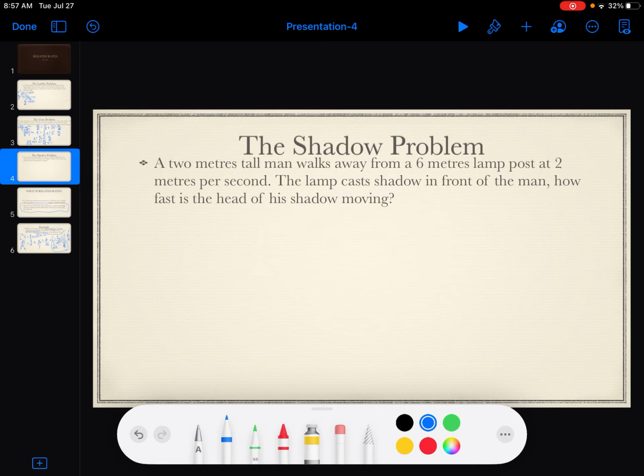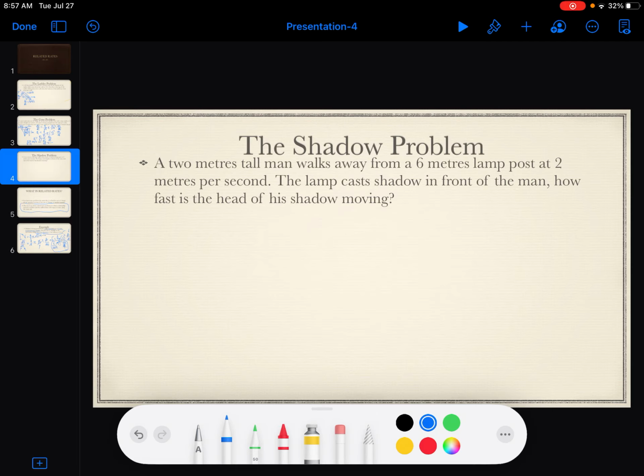So a 2-meter man walks away from a 6-meter lamppost at 2 meters per second. The lamp casts a shadow in front of the man. How fast is the head of the shadow moving? Now, like I said, this isn't an application you really think of when thinking of calculus, but here we're given this problem where we need to find how fast the head of this man's shadow is moving.